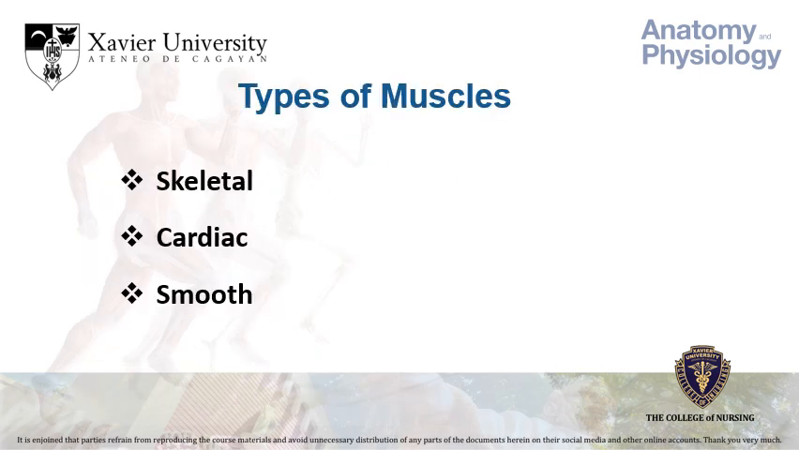There are three types of muscles. You have skeletal muscle, cardiac muscle, and also the smooth muscle. As we know, skeletal muscles are attached to the bones, and these muscles are striated and under voluntary control. Your cardiac muscle is located in the heart. It is also striated muscle and involves involuntary control. Lastly, the smooth muscle is located in the blood vessels and hollow organs. This is non-striated and also involves involuntary control.